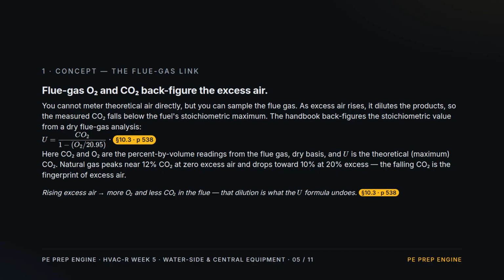Concept 4. The flue gas link. You can't meter theoretical air directly, but you can sample the flue gas. As excess air rises, it dilutes the products, so the measured CO2 falls below the fuel's stoichiometric maximum. The handbook backfigures that maximum from a dry flue gas analysis, using the measured CO2 and oxygen. Natural gas peaks near 12% CO2 at zero excess air, and drops toward 10% at 20% excess. That falling CO2 is the fingerprint of excess air.